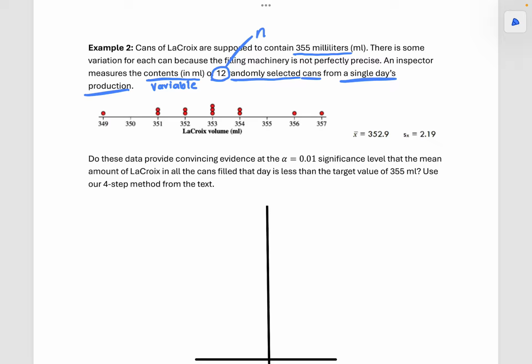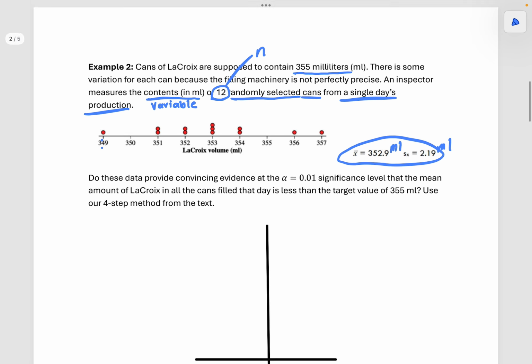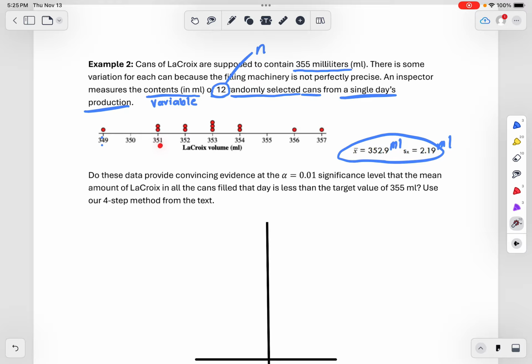It's very nice, they give us a dot plot for all the values. Even though they gave you this information with X bar and S, and those should both be in milliliters, you could punch these values into StatCrunch and find that X bar and S as well, by punching in 349 once, 351 twice, and I might show you later how to do that. But let's get to some work here.